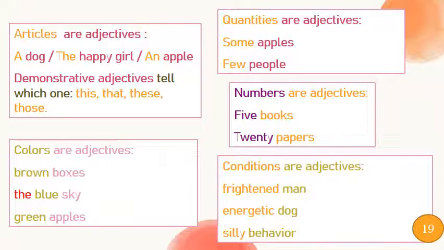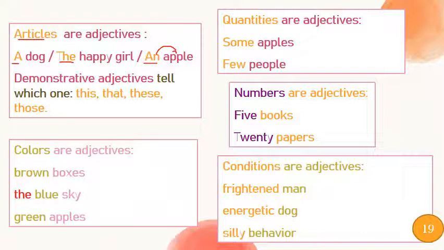So what could adjectives be? Again, we repeat: adjectives are words that describe nouns, only nouns. Adjectives could be articles. Articles like what? A dog. I'm describing the dog. The happy girl. The is describing the girl. An apple. It's describing the apple. So articles could be adjectives.